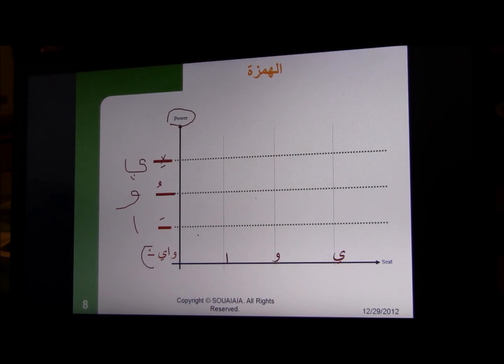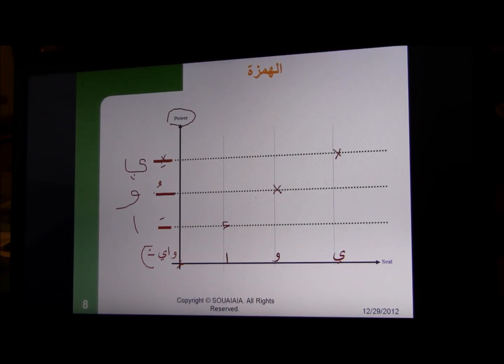So if it is a fatha, the Hamza would rather take the alif. If it's a damma, the Hamza would rather take the waw. If it's a kasra, the Hamza would take the ya. And if it's none, then it sits on the line. If it's a sukun or waw or ya, this goes by what precedes it.